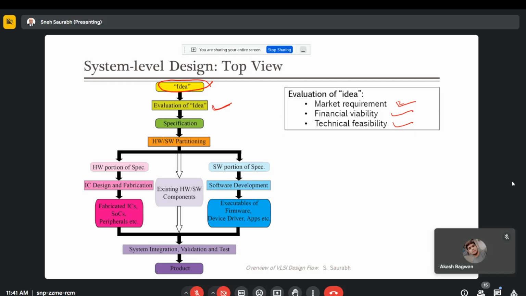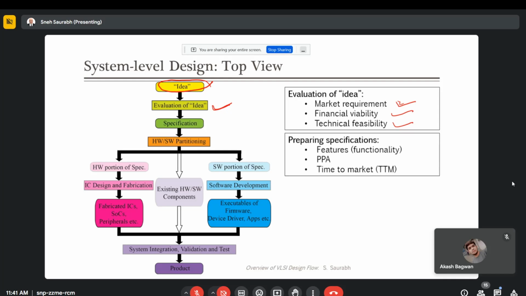So once we have evaluated and refined the idea, we create a specification for the product, right? In the specification we say that we need these kinds of functionality. For example, we need this kind of instruction set for a processor, or these features should be there in a communication chip, and so on. For example, whether there should be a security feature or not, and which kind of security feature should be there.